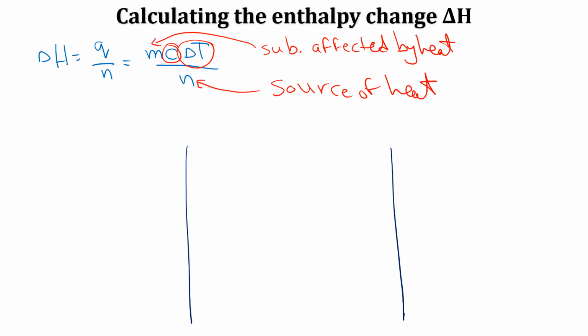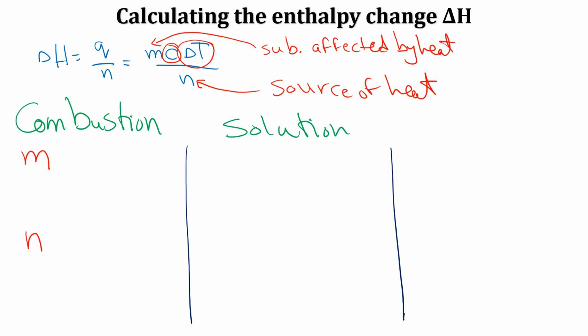So maybe the most confusing part in this formula is m. What is m and what is n? As we have agreed before, we have combustion reaction, solution or dissolution reaction, and neutralization reaction. For the combustion reaction, m is always for the substance affected by heat, which is always water. So don't forget about that. So the mass of water. What if we're not given mass?